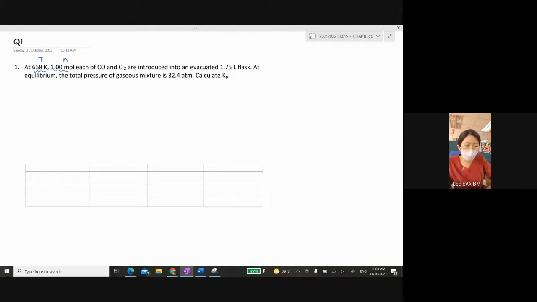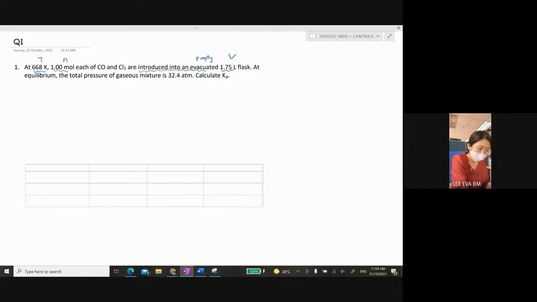So they are introduced into an evacuated 1.75 liter flask. Of course 1.75 liter refers to the volume. I want you to pay attention to this sentence: introduced into an evacuated flask. That means this is at the very beginning of your reaction, initially. Evacuated means it is an empty flask, so at the very starting point. From here, you got temperature, number of mole, and volume. Missing one more piece of information.